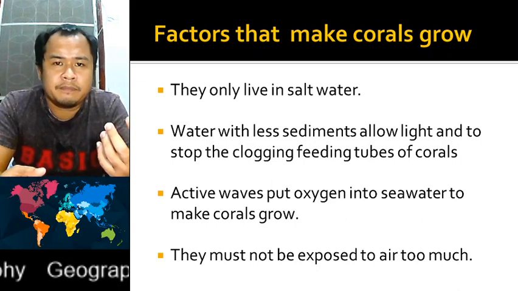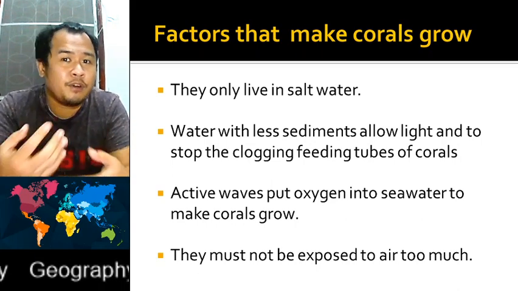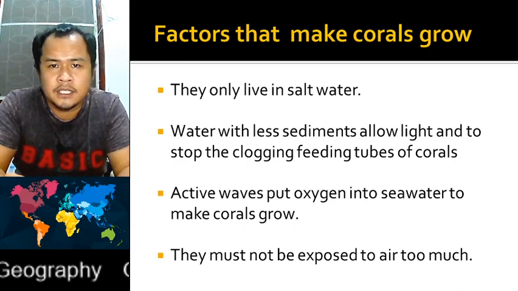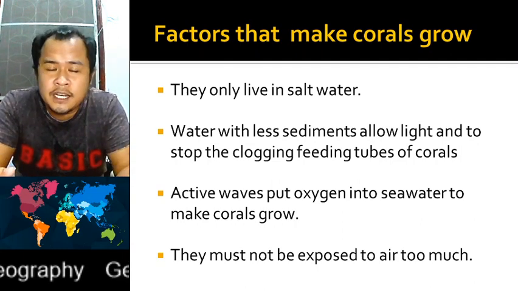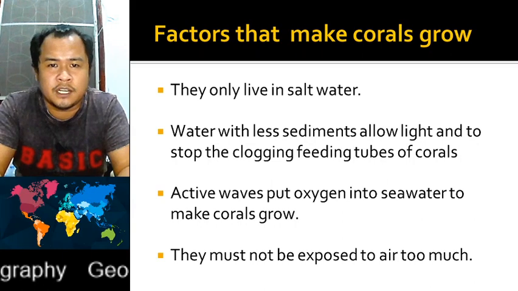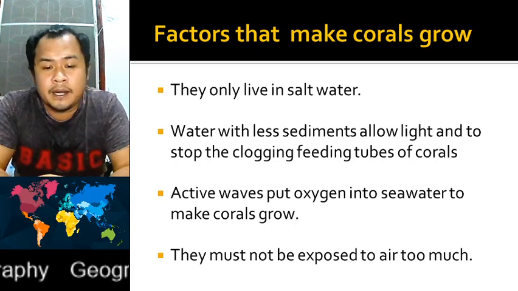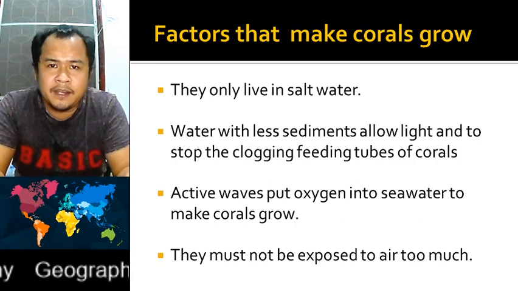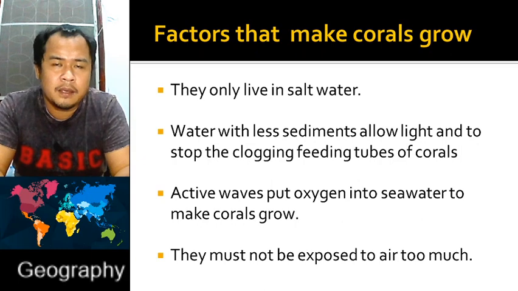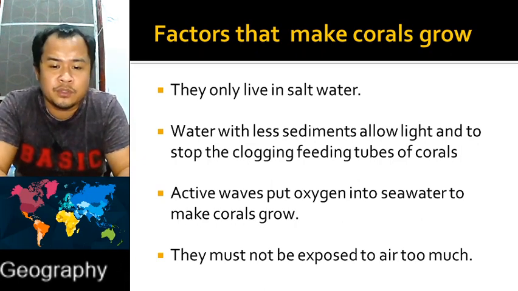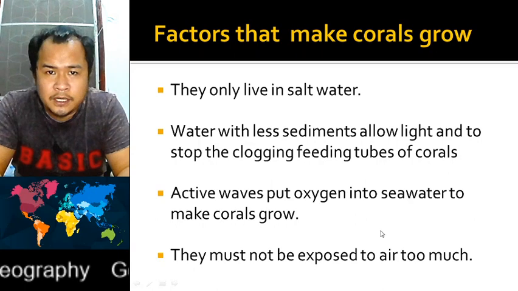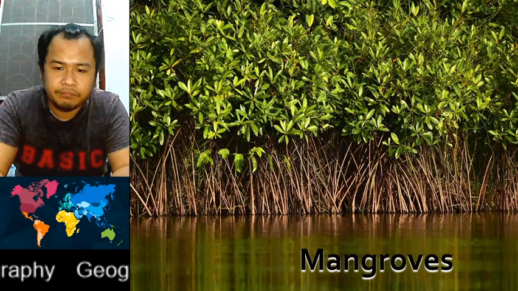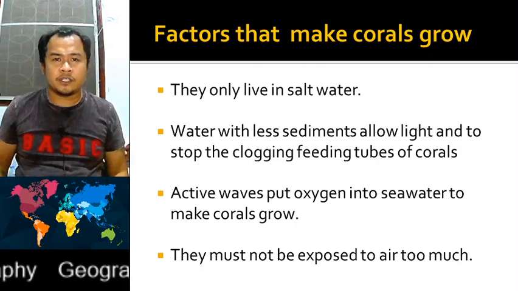And also, they need to have lots of waves going on, because when there are waves, it gets oxygen from the atmosphere, and oxygen again is needed for these corals to live. Oxygen must be abundant. And corals must have enough water to cover them, because if it's low tide and they're exposed to too much air, they will not be able to live. Too much air is suicide for them. Okay? So those are the things that you need to know about corals.